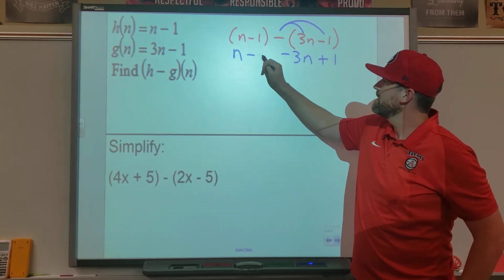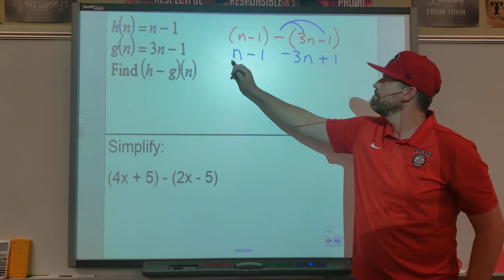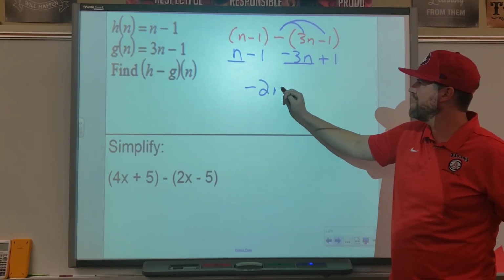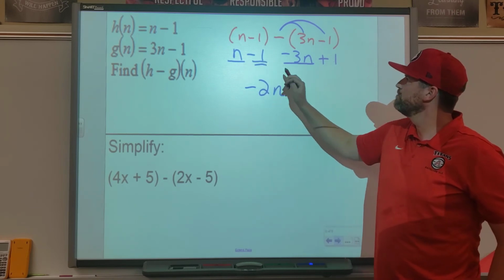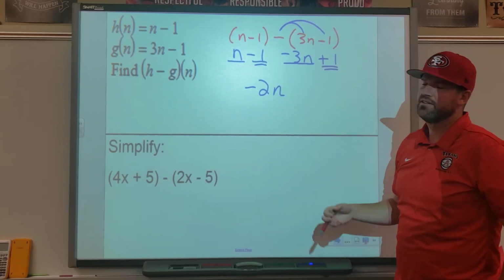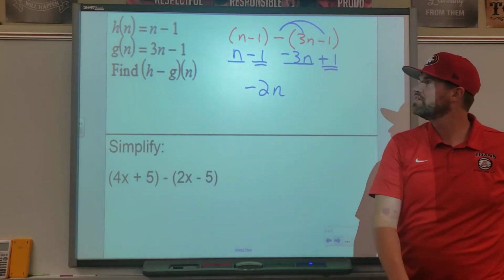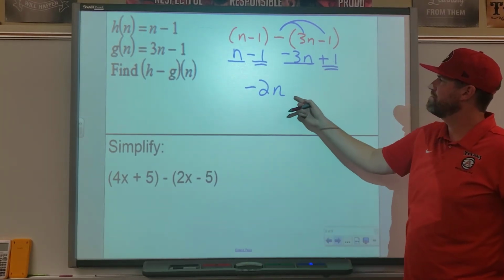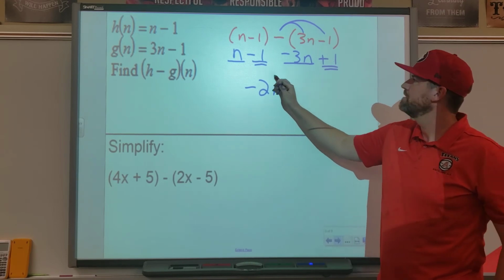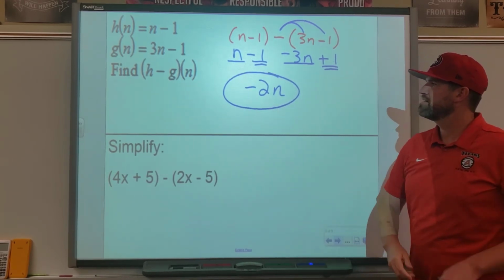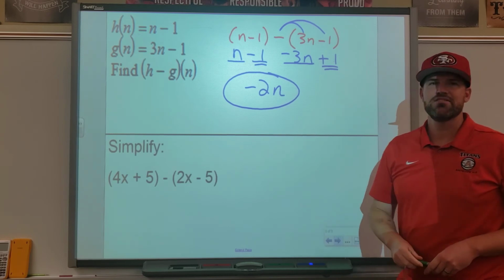And so if I rewrite this first binomial, my like terms now give me a negative 2n. And then what's negative 1 plus 1? Well, it is not 2, right? It is 0. So negative 1 plus 1 is 0. I don't need to put a 0 there. I can just say that when I simplified it, my final simplified polynomial is just negative 2n.